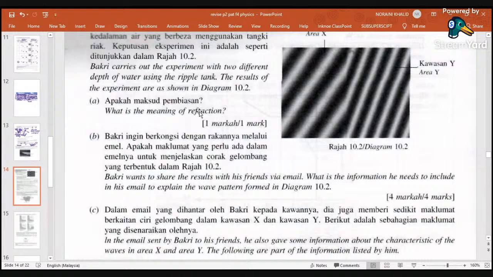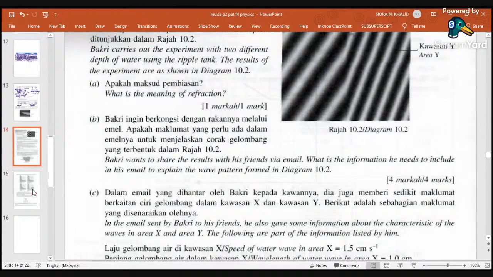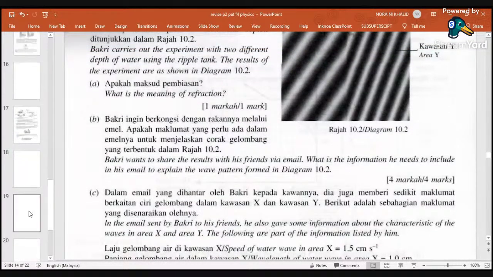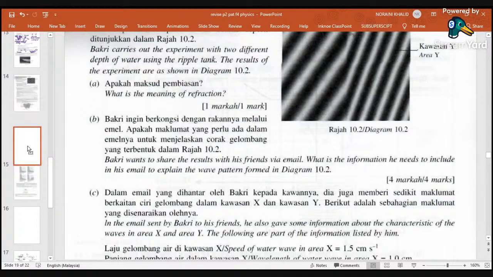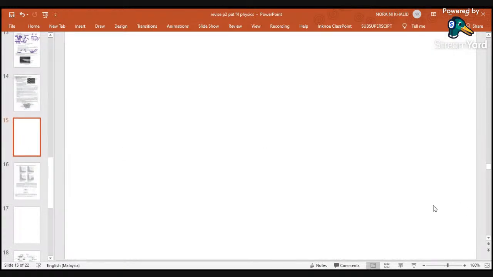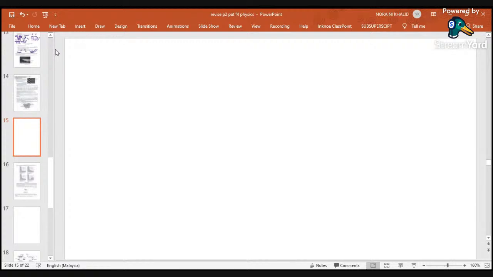What is the meaning of refraction? Apakah yang dimaksudkan dengan refraction? Okay, saya tuliskan jawapan dia di sini ya. Okay, untuk bahagian yang pertama. Okay, number 10A ya. What is the meaning of refraction?